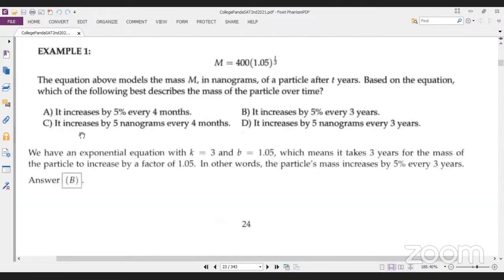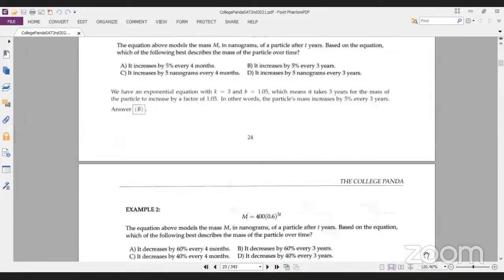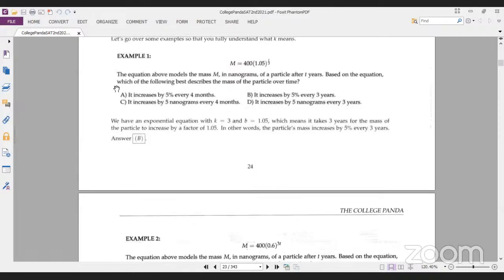It is the same question actually. Let me check. I will minimize here. The equation above models mass m, based on the same, actually the same words, but a different equation here. What does it mean? The earlier one means an increase by 5%. This one is a decrease. Why decrease? Because 0 point something is less than 1.